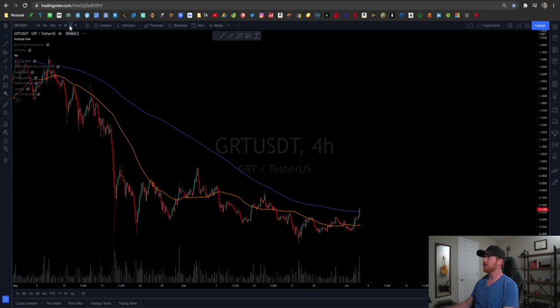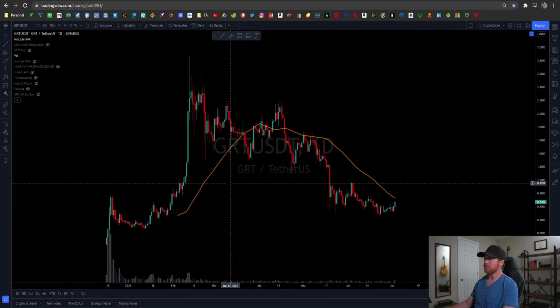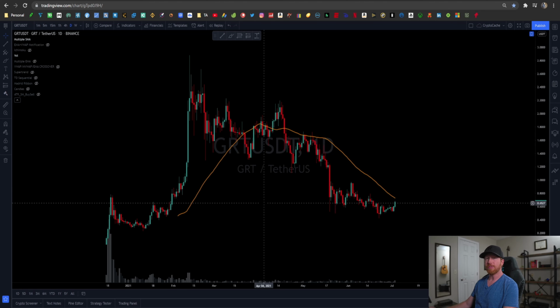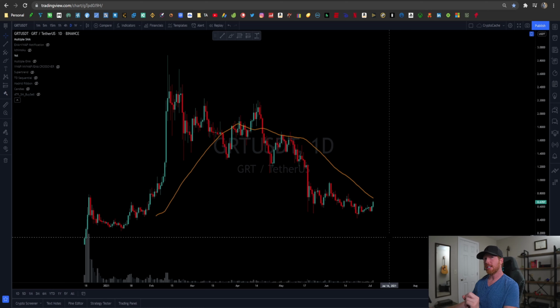So The Graph, GRT, this has been one of my favorites actually. Thankfully I caught one of the previous spikes, so of course it's easy to say it's one of my favorites. Everyone likes the coins when they're performing the way that they want, right? Well, either way, it's got good fundamentals. Check that out in your own time.